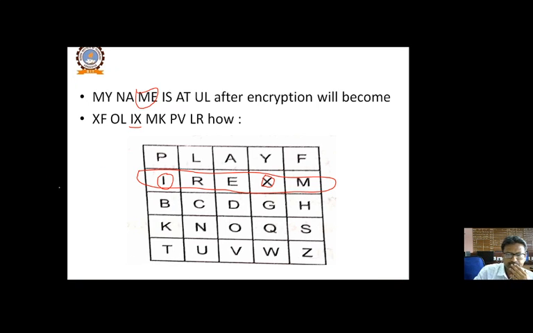Let us take an example. Let us take an example of UL. Where is the UL? U and L are lying in the same column. Here is the U and here is the L. So when it is lying in the same column, U will be replaced by wrapping down the line. After U there is no character, so it will be replaced by L, and L will be replaced by R. So UL will be replaced by L and R.